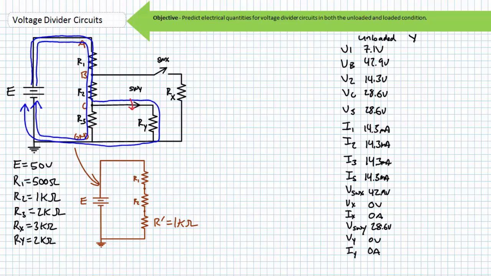I'll use the pure series simplification of R1, R2, and R' and start by solving for VR' using the VDR. The VDR set up to solve for VR' is as follows. Substituting in the necessary values, we find VR' to be 20 volts.